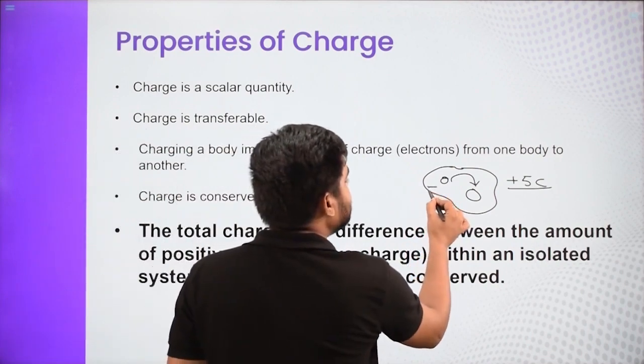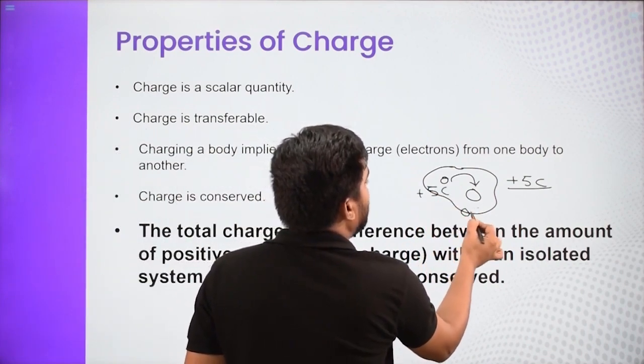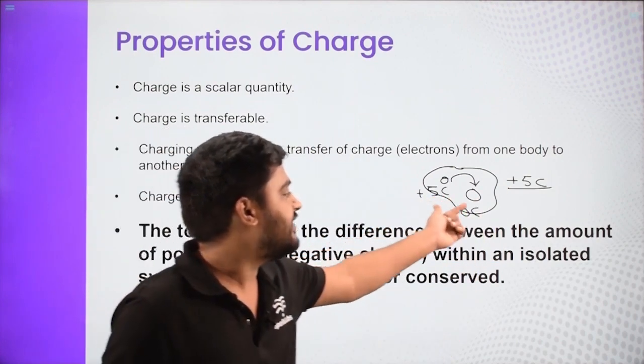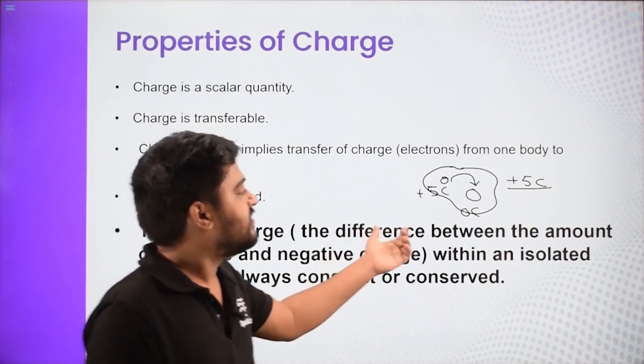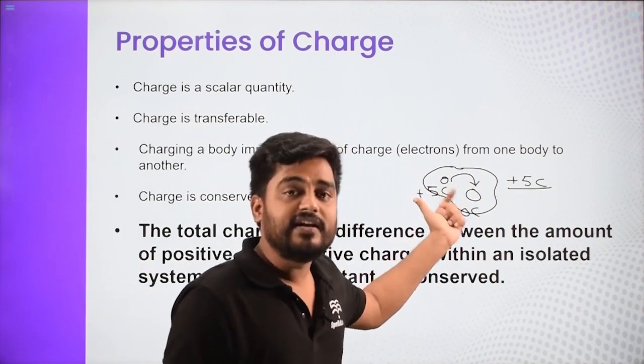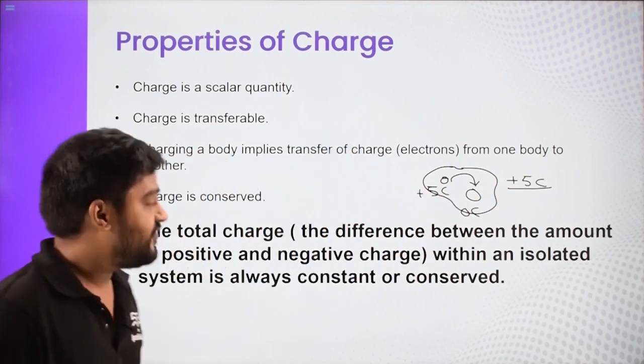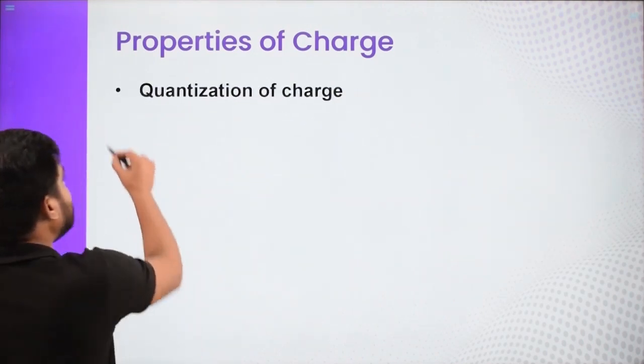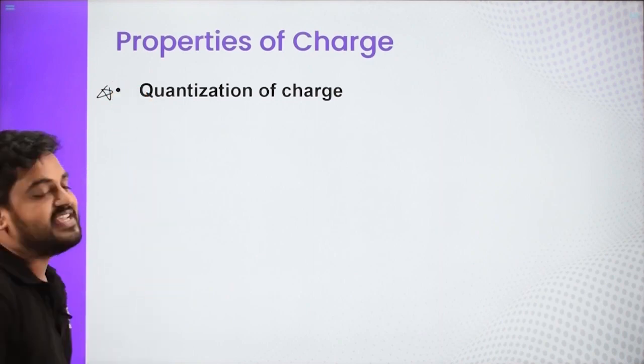Now if this is plus 5 coulomb and this is 0 coulomb, and we transfer 1 coulomb from here to here, this will become plus 4 and this will become plus 1. But at the end, the total charge will remain conserved and it will remain plus 5 coulomb. If we talk about the next property, this is an important property, that is quantization of charge.